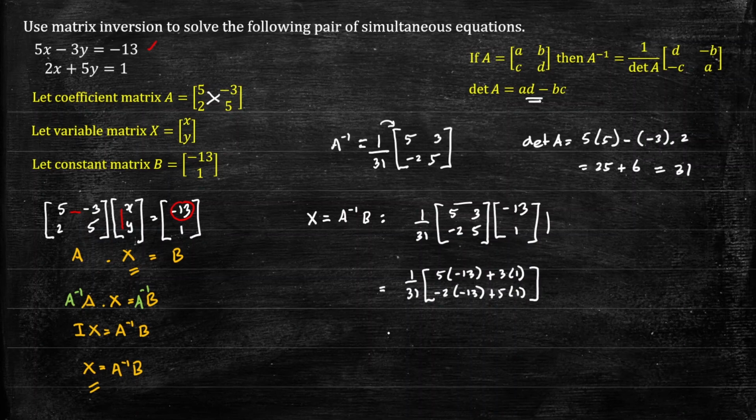So you'll get 1 on 31 times negative 62 and 31. So when we multiply by the scalar 1 on 31, we'll get negative 2 and 1. So these are the values of x and y.